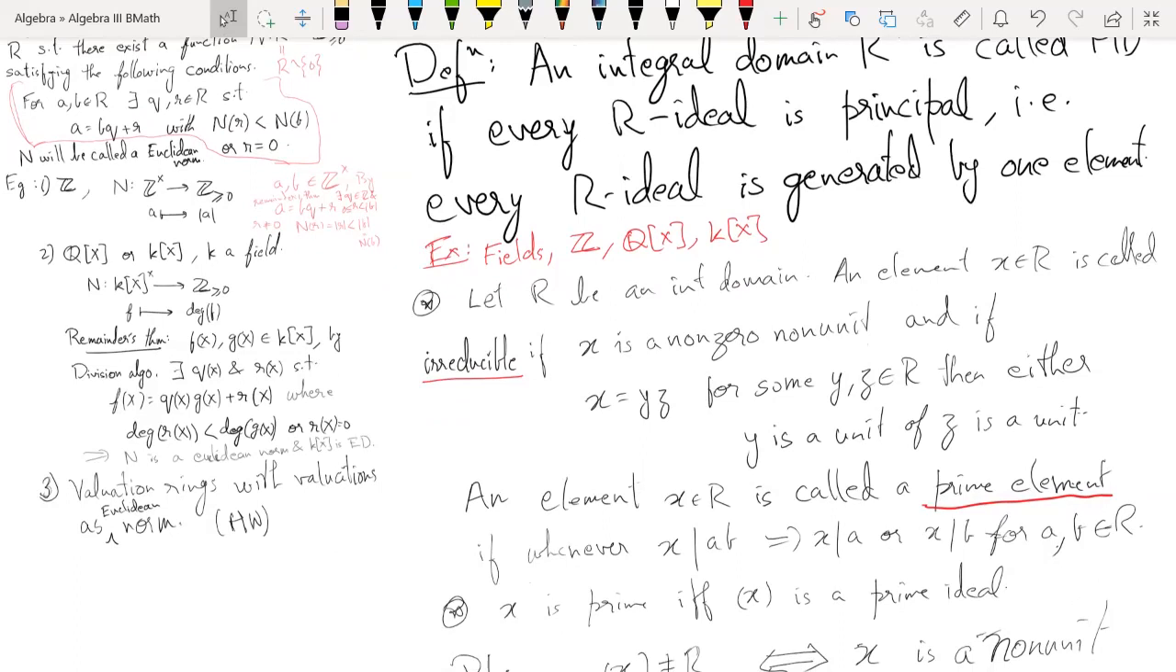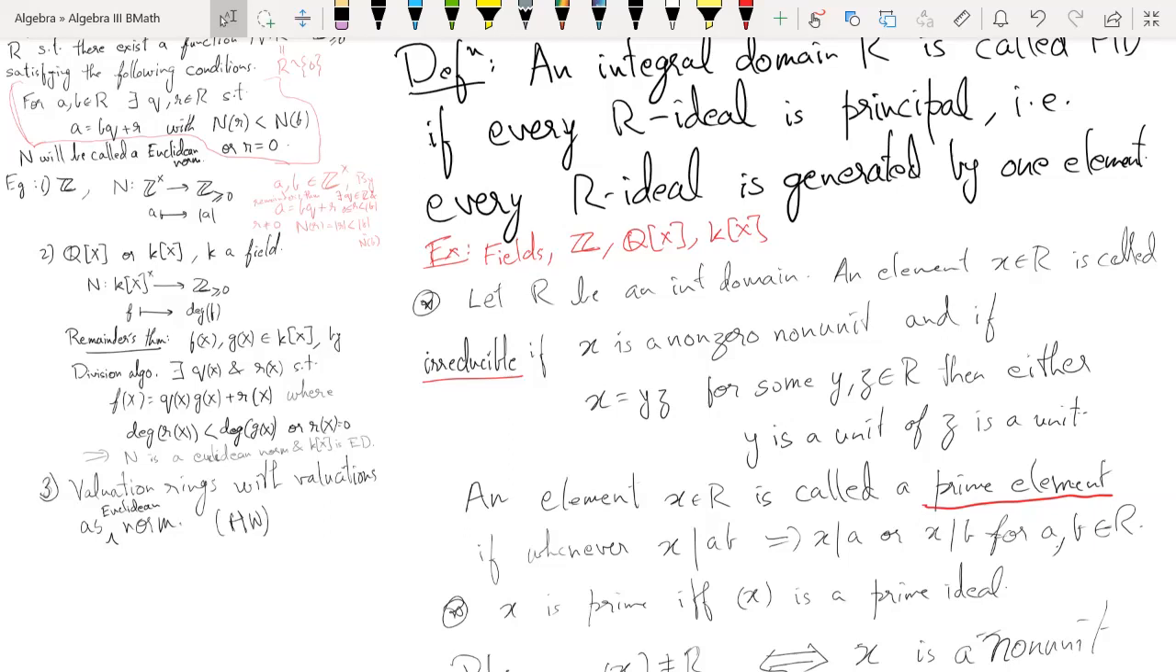So we'll show that every prime element is irreducible. And if we assume some things about the ring, then the converse also holds, so every irreducible is prime. So for instance, let's look at integers. So we saw that every prime number is a prime element by definition of prime, right? If P divides AB, the product of two integers, then P divides at least one of them.